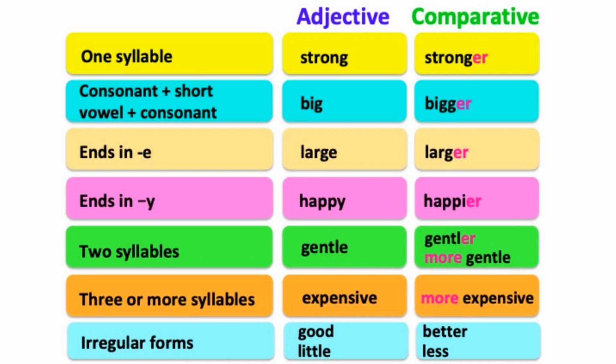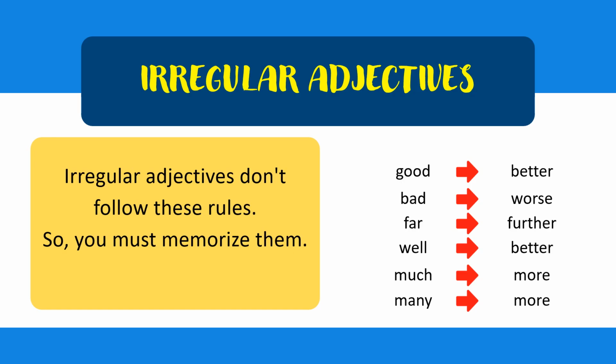Beautiful, more beautiful. And of course, we have some exceptions, the irregular forms. For example, good, better; little, less. Other irregular adjectives are: good, better; bad, worse; far, further; well, better; much, more; many, more.